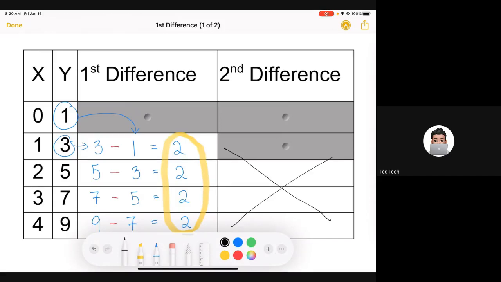When my first difference is constant, it is a linear equation. A linear equation is a straight line when I draw it. In this chapter, we've been drawing parabolas, which are quadratics, which are the shape of a U and N. So if my first difference is constant, it's a linear equation. That first example is done.